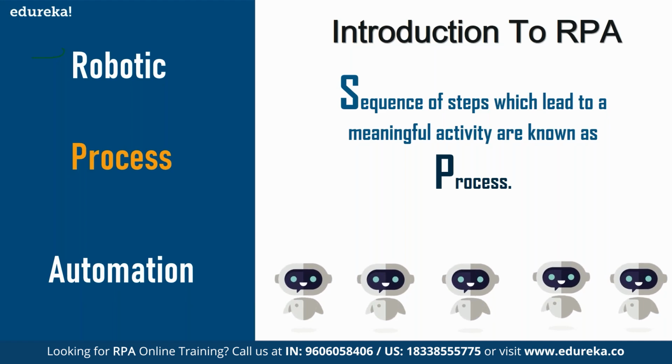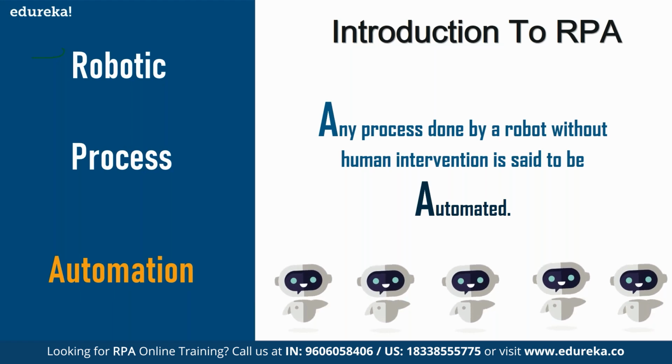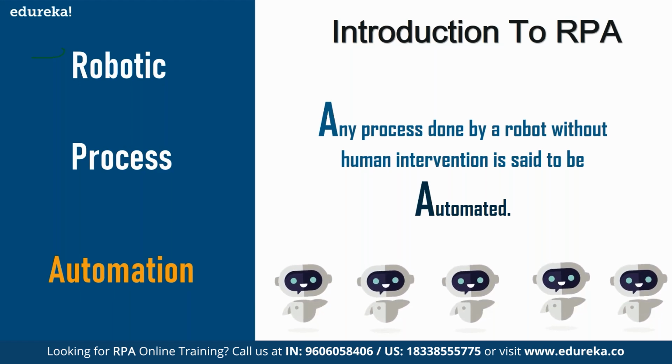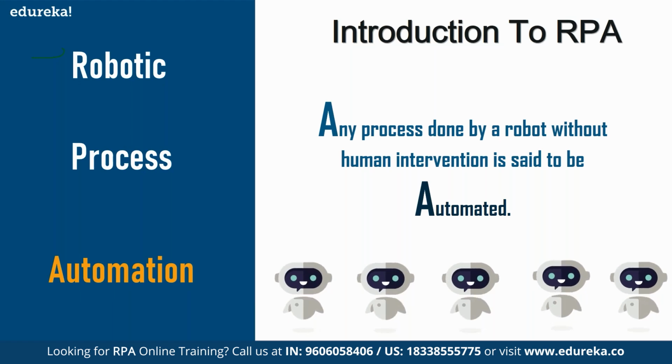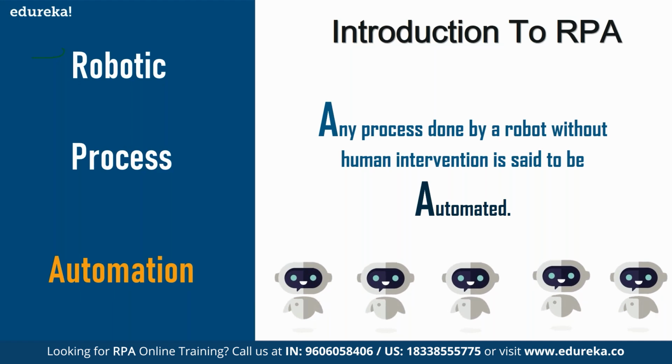And next, what is automation? Automation is simple: achieving a process without human intervention. Whatever you are doing to achieve something, if someone else does it instead of you, someone who is not a human, it is called automation. Any process done by a robot without human intervention is said to be automated.